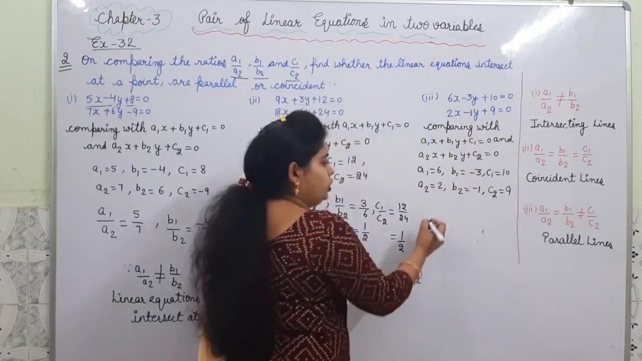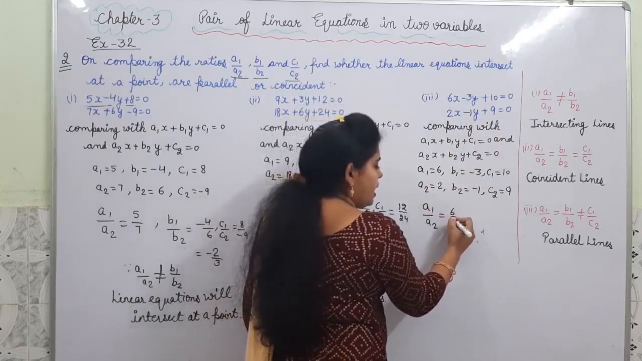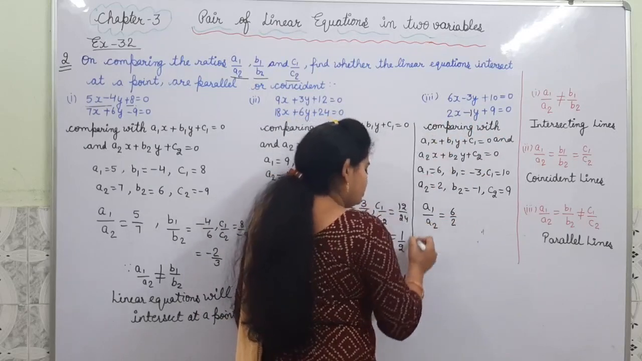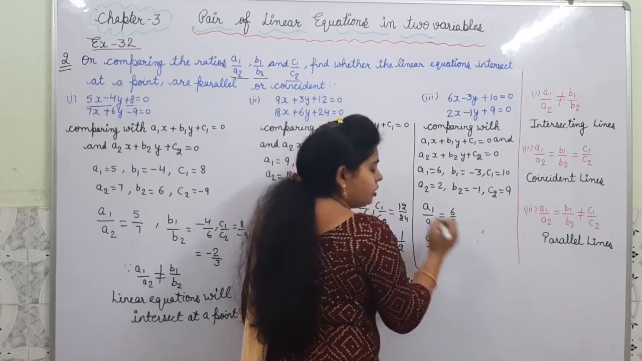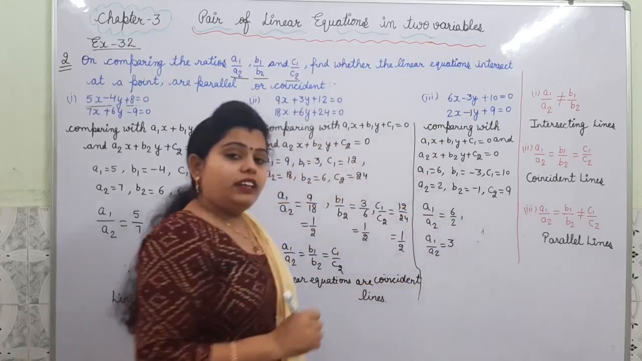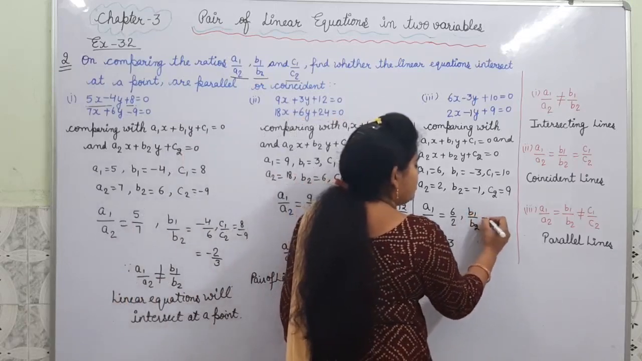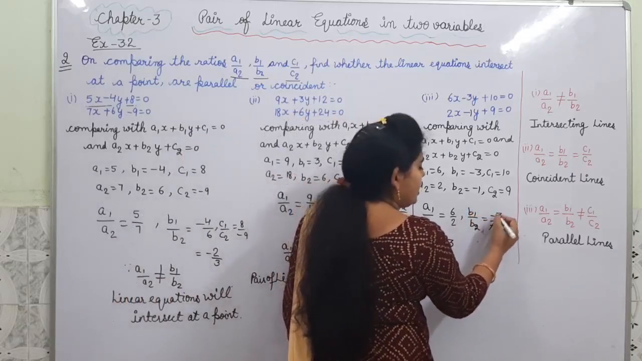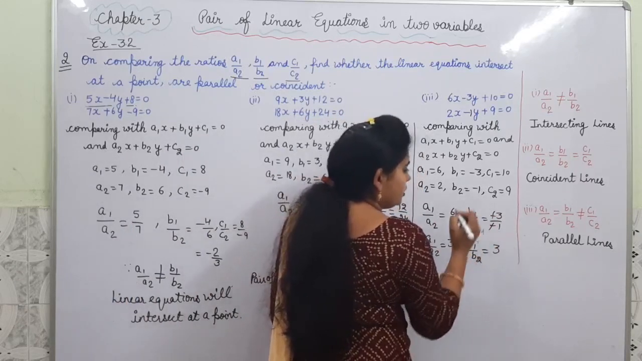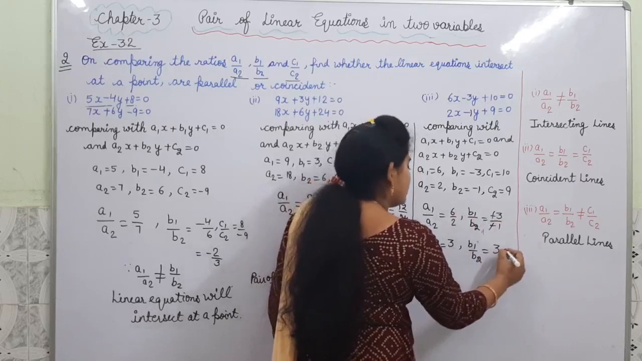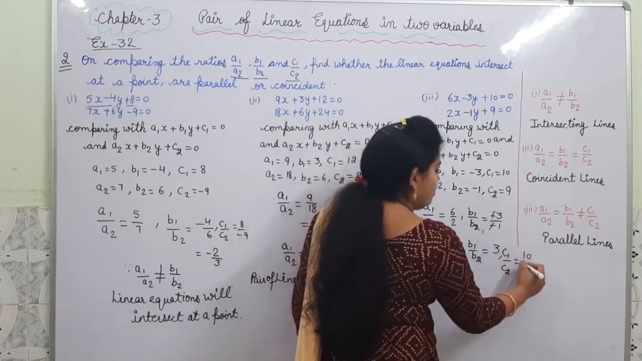Again we will find the ratio. a1 by a2 means 6 by 2. So a1 by a2 is equal to 3. Now we will find the ratio of b1 and b2. b1 by b2 is equal to -3 by -1, the minus signs cancel out. b1 by b2 is equal to 3. Now we will find c1 by c2. c1 by c2 is 10 by 9.